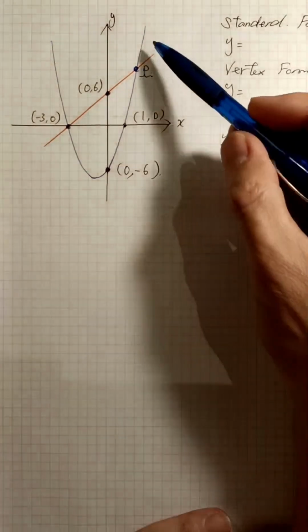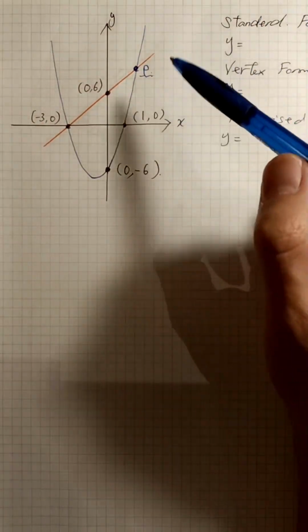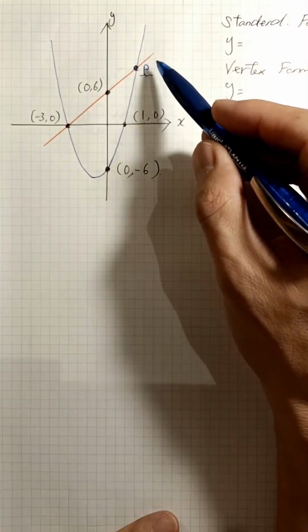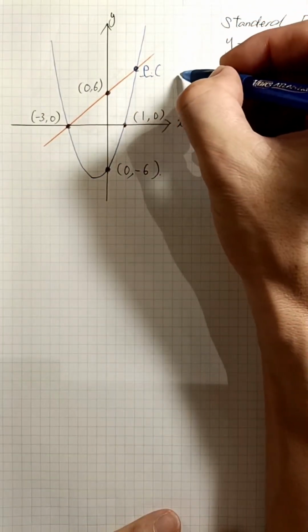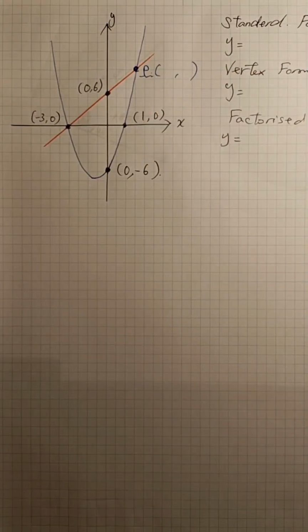So this is a quadratic equation, and then this is a linear equation, a linear graph. Can you figure out the coordinate of P? Okay, I will give you time so that you can, if you can solve it, that would be great.